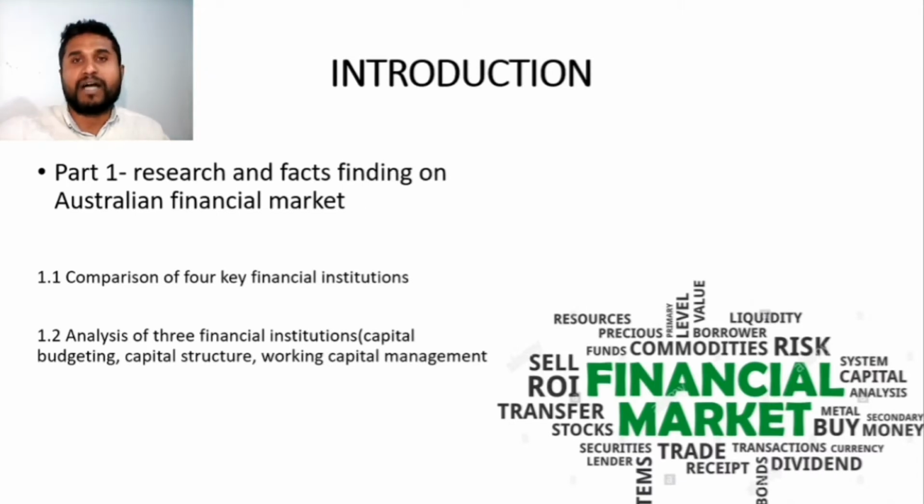There are three parts to the presentation. I will be conducting the introduction and the first part of the Part 1 question. The first part of the presentation is research and fact finding on the Australian financial market. Here is a comparison of key financial institutions in Australia, and an analysis of three financial institutions covering capital budgeting, capital structure and working capital management. This part will be presented by Puma.